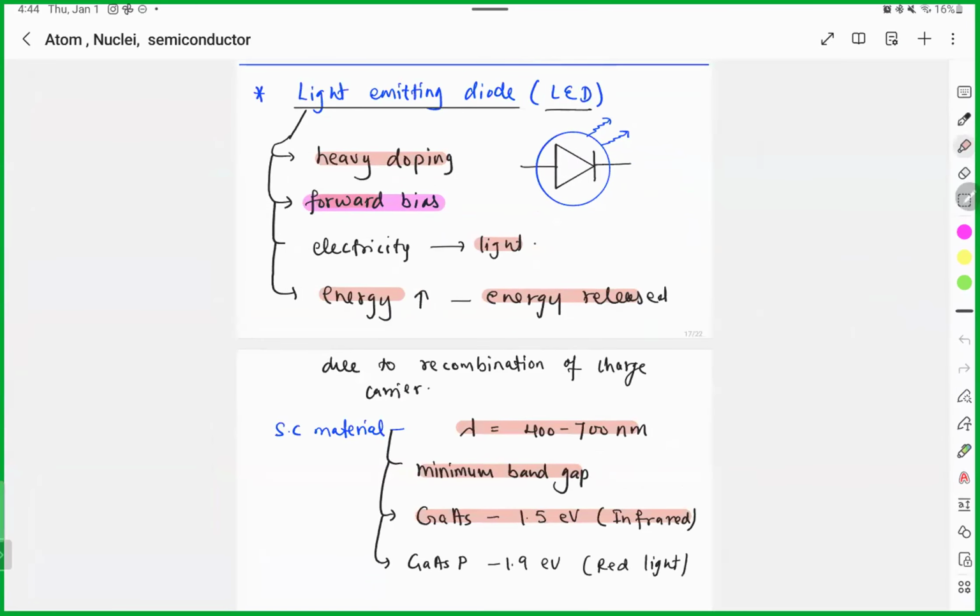Just write opposite to the photodiode, and you can write a 3 marker question also, Sarah, especially for you. Everything is opposite to that.